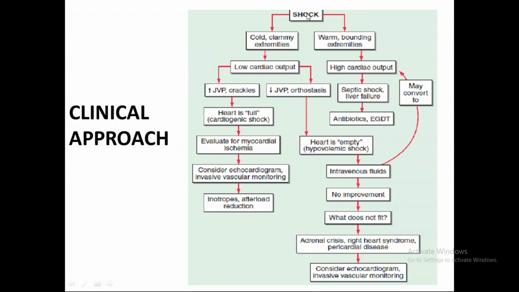अगर shock है, mean artery pressure बहुत कम है, लेकिन हाथ पैर गर्म पड़े हैं, ये कैसे हो गया? Why? Because there is increased high cardiac output. क्यों है high cardiac output? In spite of decreased mean arterial pressure. Because systemic vascular resistance is low. Example: septic shock. You start antibiotics.